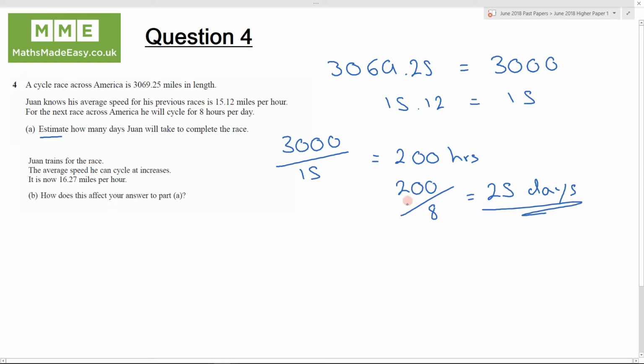If you need to do the bus-stop method for any of these divisions, then that was absolutely fine. Juan trains for the race. The average speed he can cycle at increases. It is now 16.27 miles per hour. How does this affect your answer?